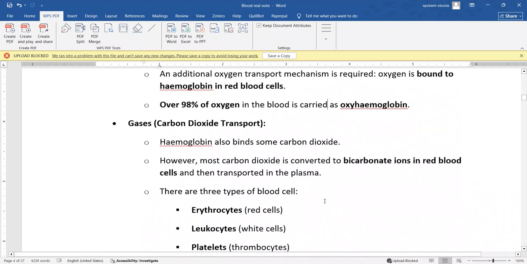Now, what of carbon dioxide? I'm sorry, my nostrils are blocked, so it's affecting my breathing somehow.